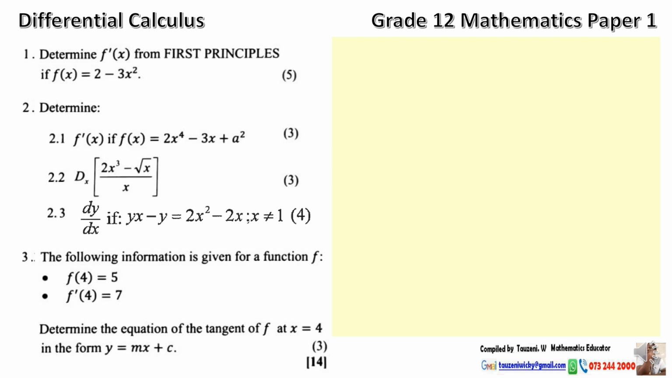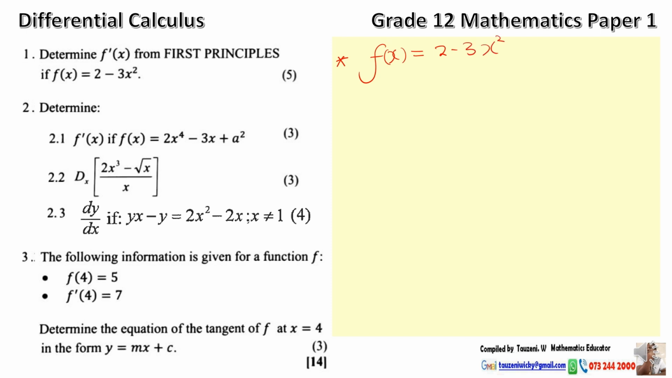Right, we have answered the whole question. This is from one of the past examination papers, a typical examination question on differential calculus. So quickly, just a reminder of what we have emphasized. In question number 1, when you are doing the first principles, be careful with negatives in that expression. We have f of x is equal to 2 minus 3x squared.